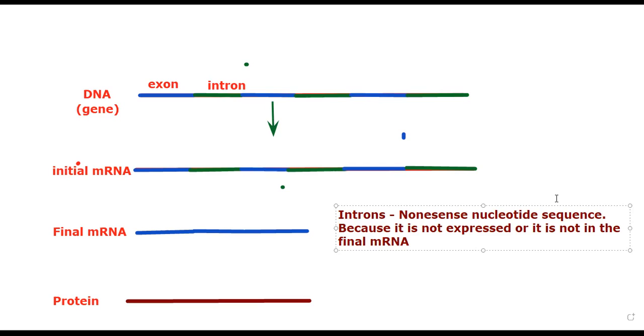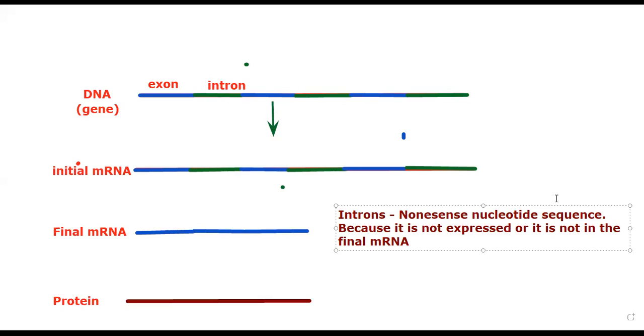After removing the introns, what is remaining? Exons. All the exons are joined. And that chain formed by joining all the exons is called by what name? Final mRNA. Okay.